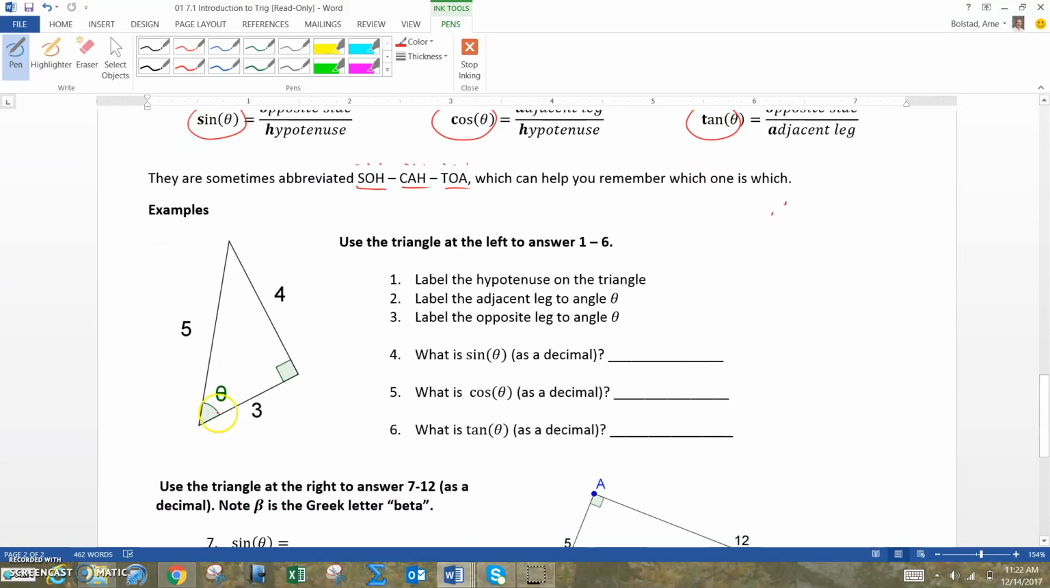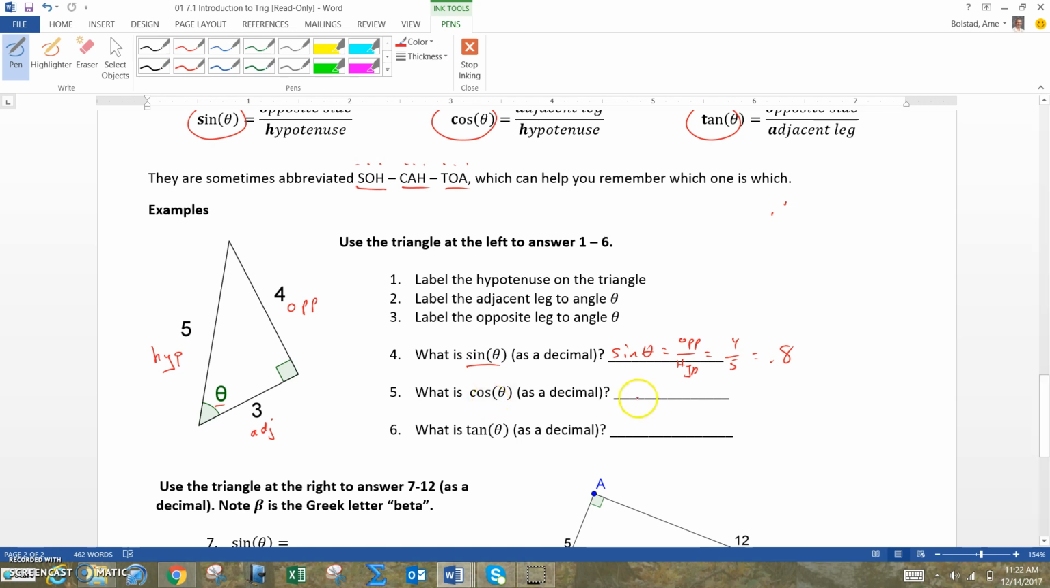All right, so from our theta here, which is a Greek letter that we use to represent an angle, we would notice that our opposite side is the length 4, our adjacent side is the length 3, and the hypotenuse, again the longest side, is the 5. They want us to write the sine of theta as a decimal. Sine of theta is the opposite side over the hypotenuse. That's the 4 over the 5, which is 0.8. You'd want to use a calculator to do that if you're not comfortable with that division in your head.